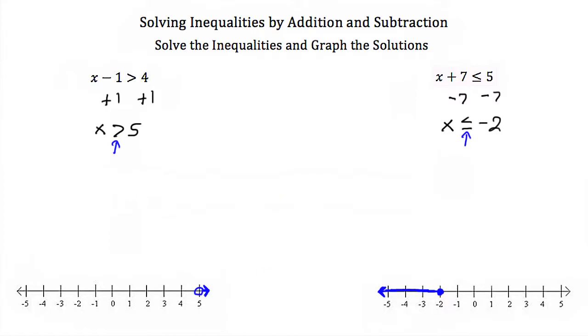So whenever you solve inequalities with addition or subtraction, you use the exact same rules as if you were solving an equality. And that completes the tutorial on solving inequalities by addition or subtraction.